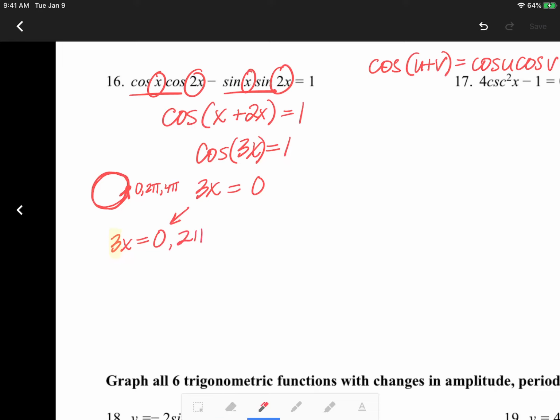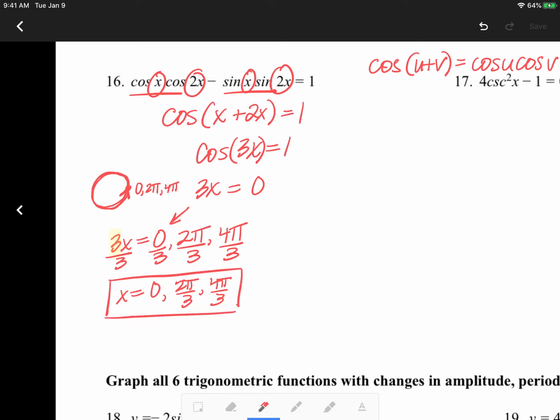But for simplicity, I'm going to write that all together, just to save space. So here are our three answers. But that solved for 3x. That did not solve for x. So what would we do next? We divide by 3, and we're going to divide each of them by 3. So x equals 0, 2 pi over 3, and 4 pi over 3. So that 3 is an indication that we have 3 sets of solutions, meaning we need to make that full circle 3 times. Okay, so this is method 1.